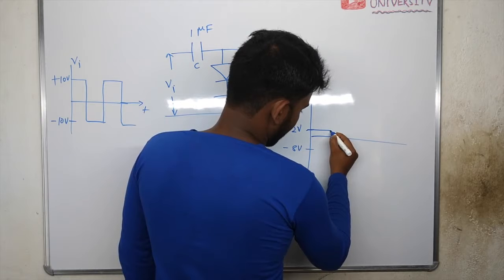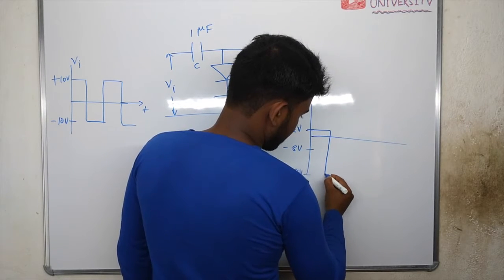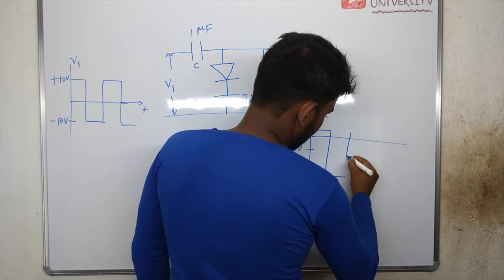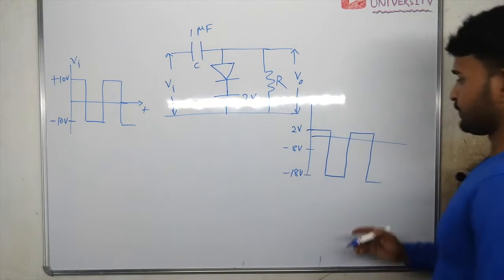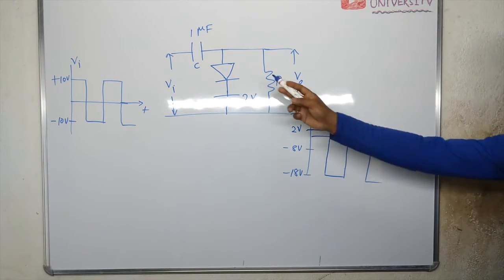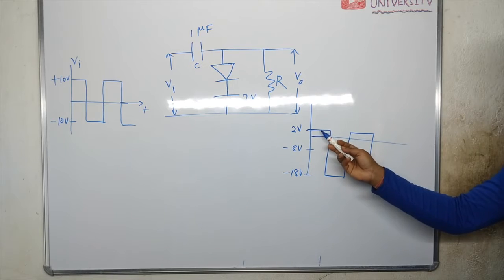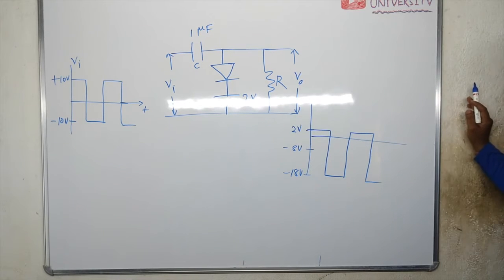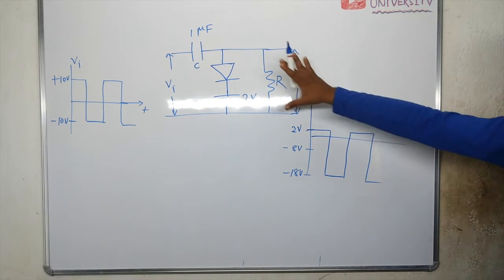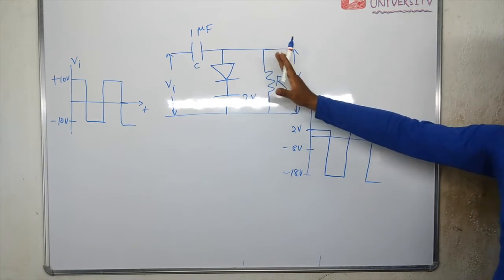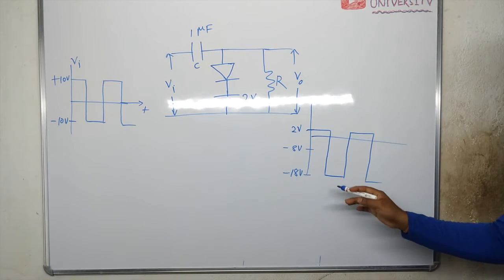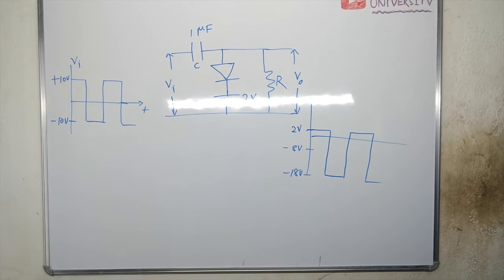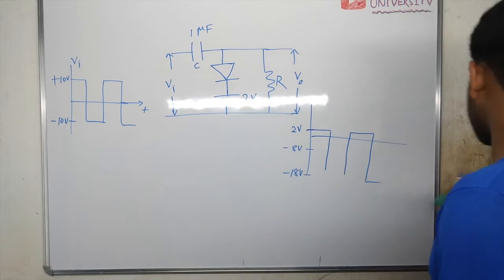So the output waveform for this circuit will be like this. It will not change the shape of the signal. The shape remains the same. Since it is a negative clamper, it will clamp the positive peak of the output voltage to the reference voltage, that is 2 volt. This is the output if R is not present. But if resistance is present, then the capacitor will discharge during the negative half cycle and there will be some tilt in the waveform.